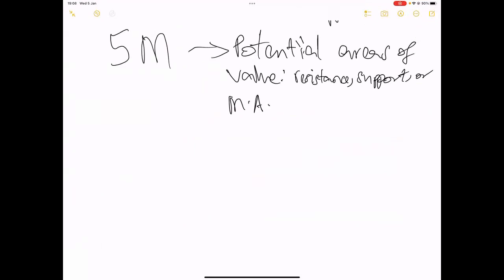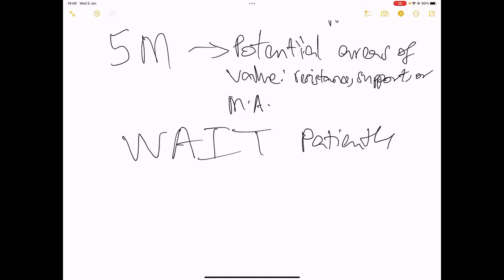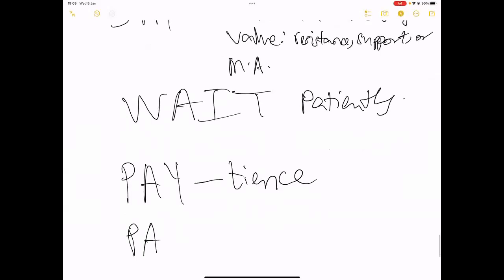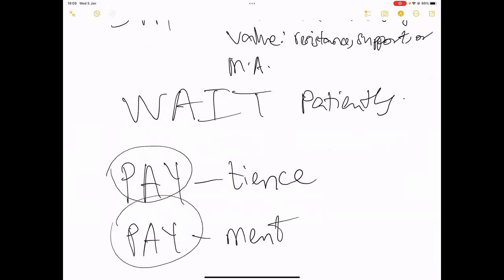Potential areas of value. Once you mark those things, wait. Next is wait. Wait patiently. Why? Because patience leads to payment. There's pay in each of them. If you are patient, you get paid. You get the payment if you're patient.